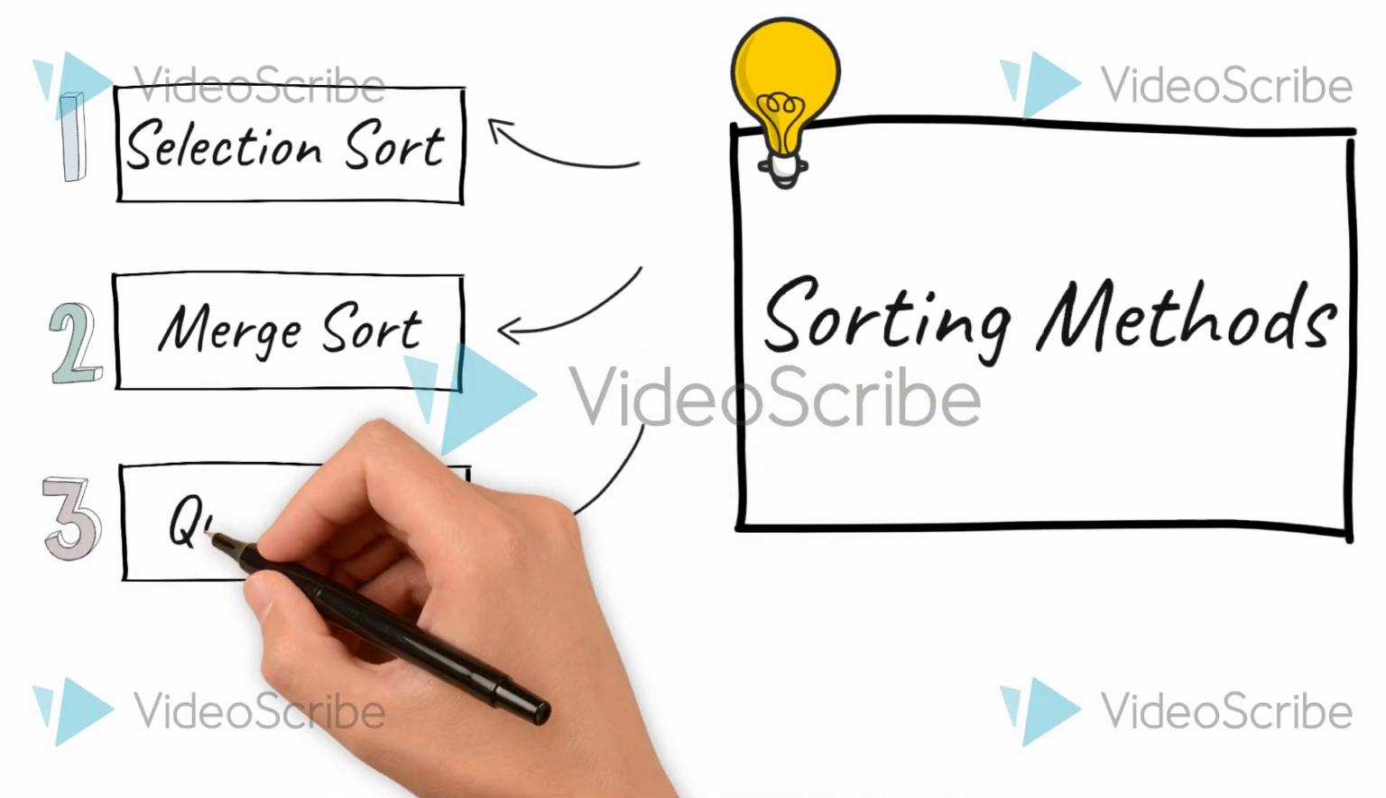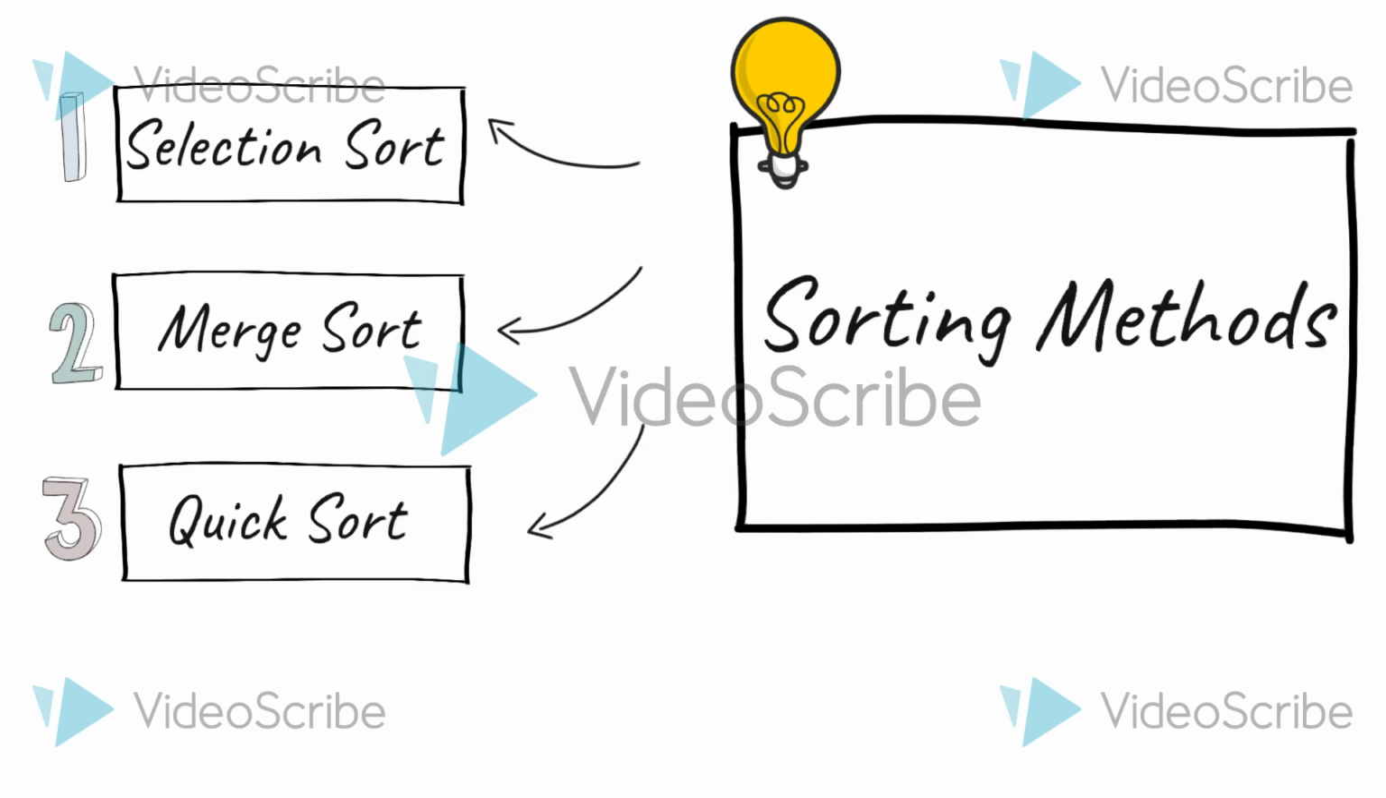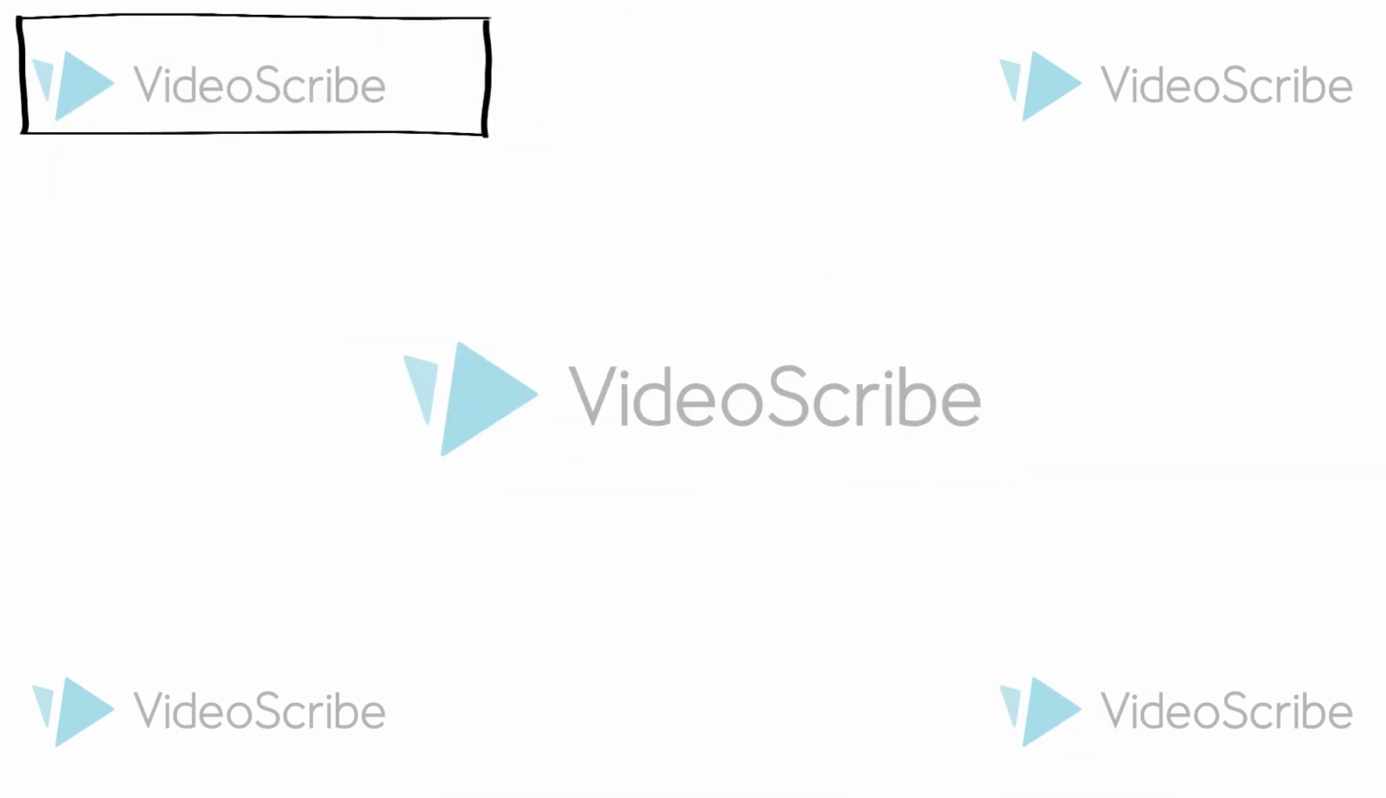Finally, let's look at quick sort, another divide and conquer approach. This algorithm selects a pivot element from the array and partitions the other elements into two subarrays, one with elements smaller than the pivot and another with elements larger than the pivot. It then recursively sorts the subarrays, leading to a sorted array.